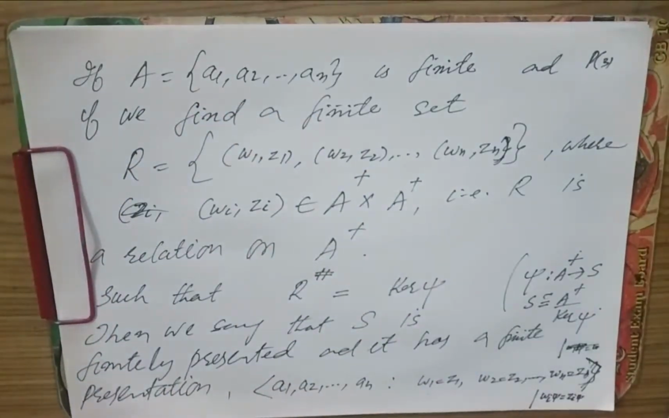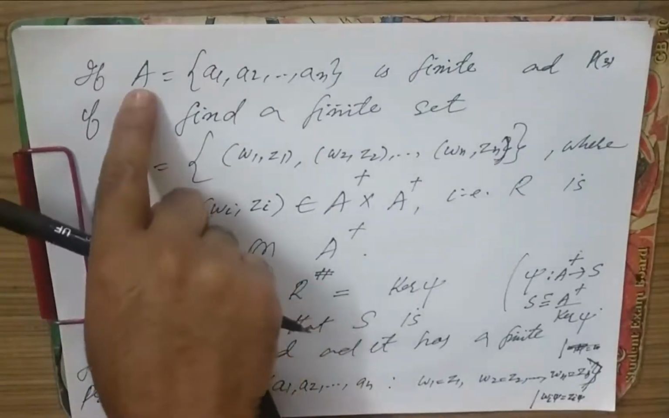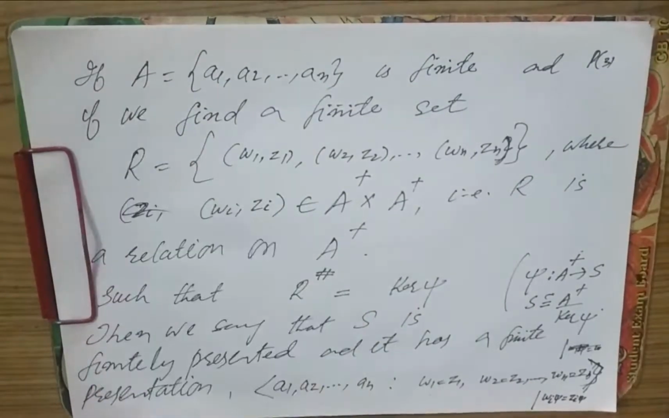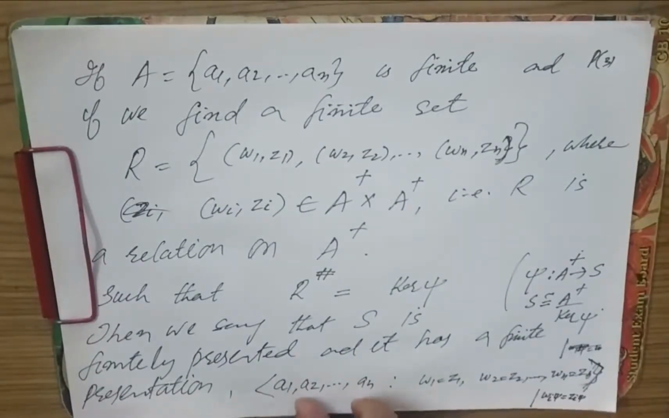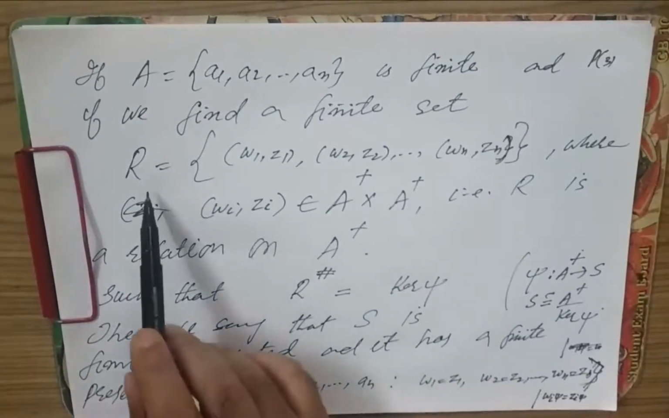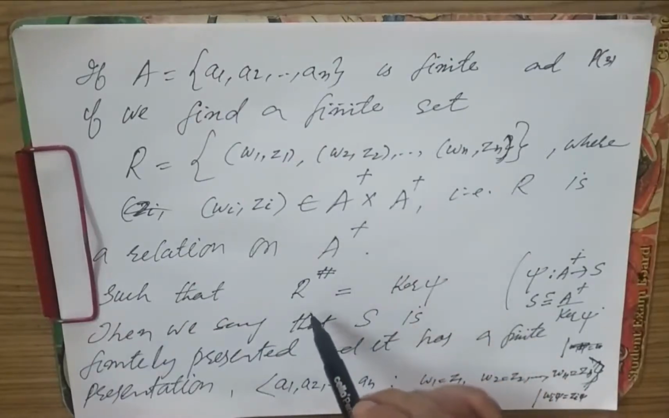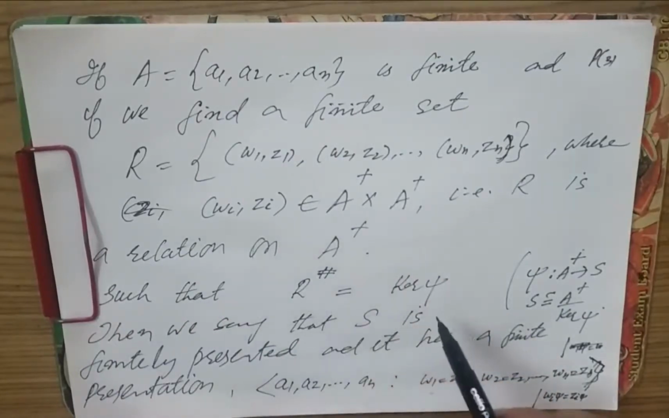So this S is generated by A, it's okay, because A is a finite set, it's the generator of S. But at the same time, we have a relation R on A plus such that this R sharp, the congruence generated by R, is equal to kernel of psi.